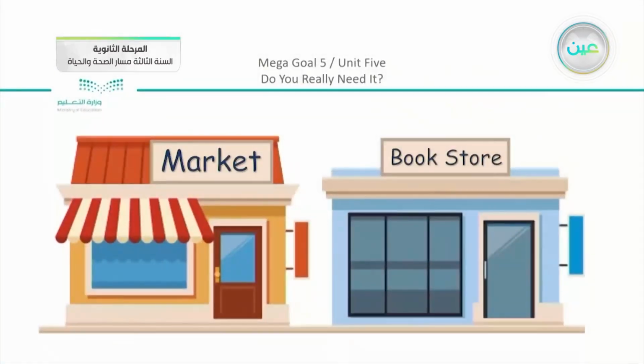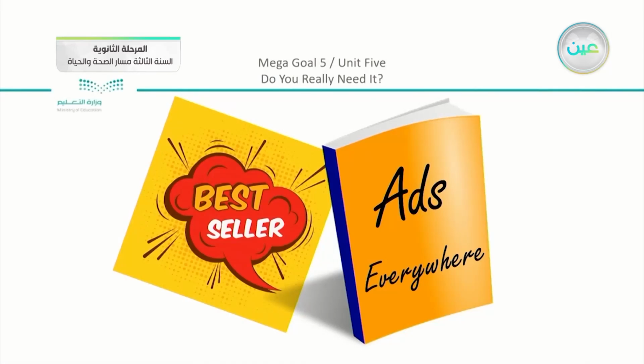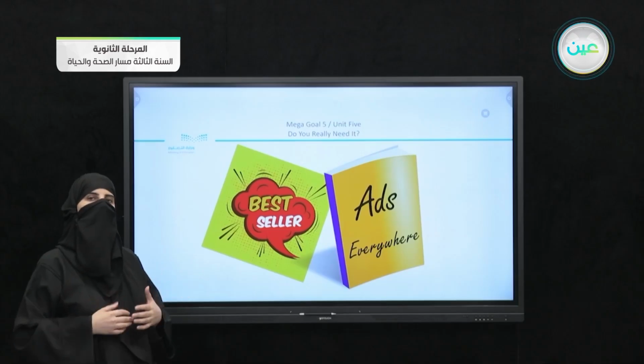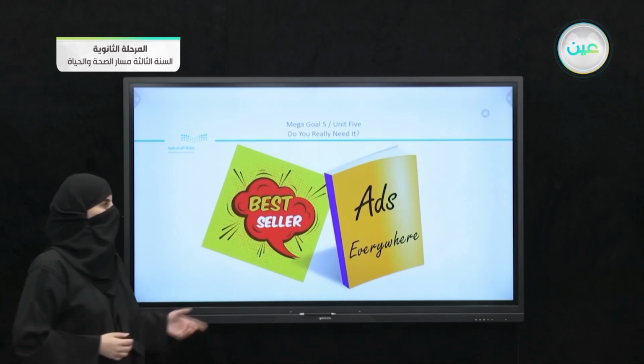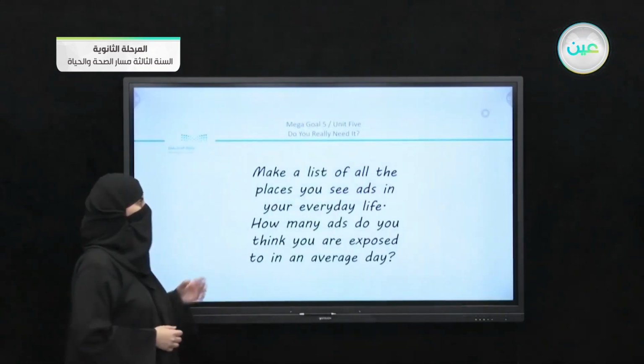We are going to move from the market, and we are going to go to a bookstore, as you can see here. Now in the bookstore, of course, we are going to see what kind of books do we have here. Now there is a book that is called Ads Everywhere. We are going to see what is the content that we have here in this title, which is Ads Everywhere. So we're going to move on with our part here.